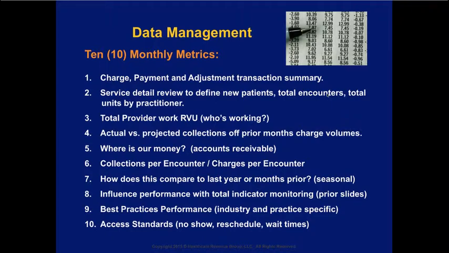Where is my money? There's that accounts receivable. Okay, great. 12% over 91 days in the analogy I just had. Why? What is going on with it? There's no reason I can't ask that question. What are my collections per encounter? Charges per encounter is another indicator. You want to look at this year to last year? Hey, this is a slow month. Oh, well, it's always a slow month this time of year. Prove it.